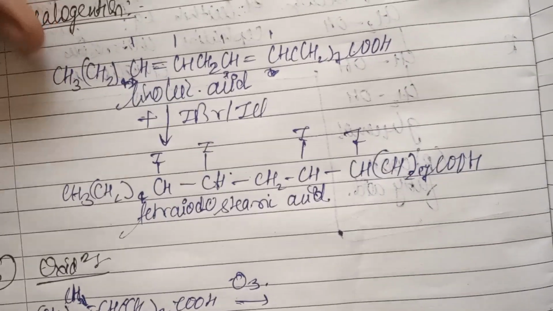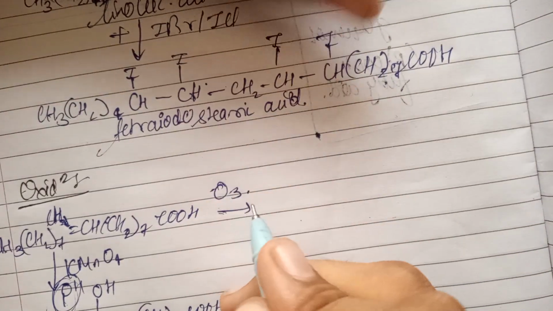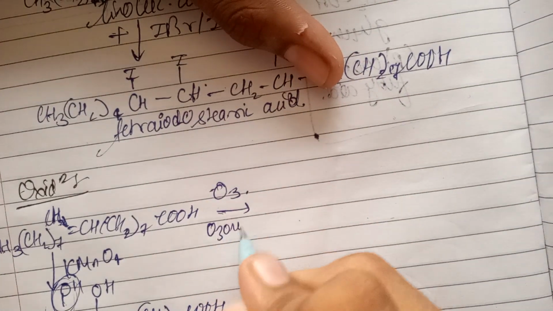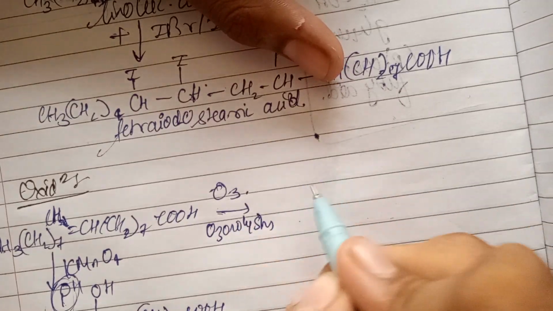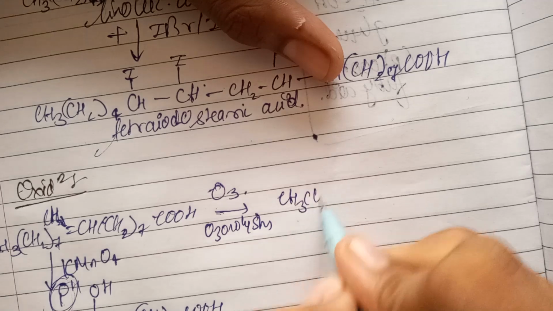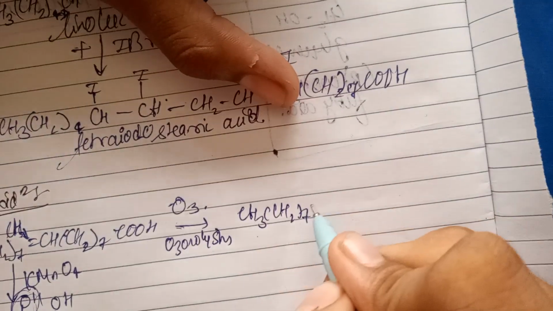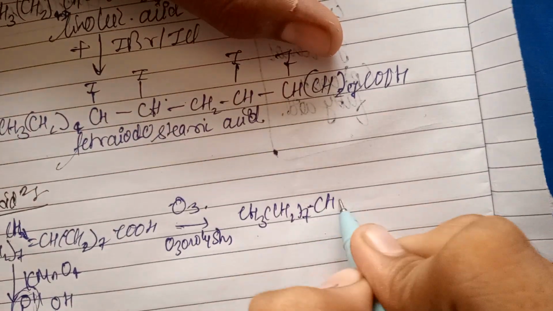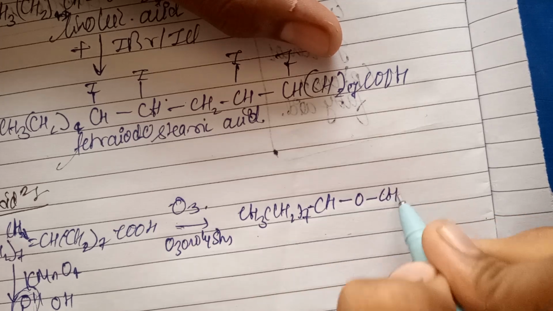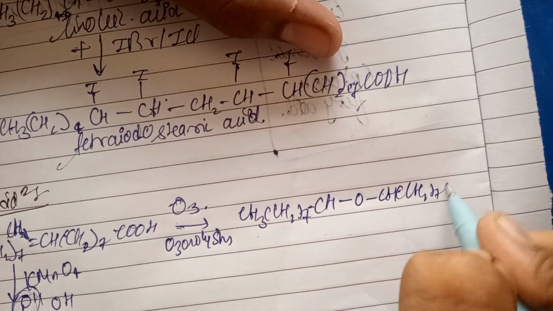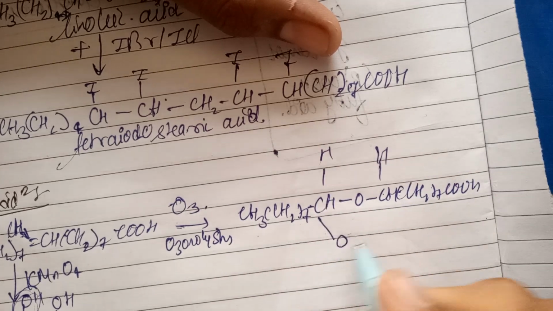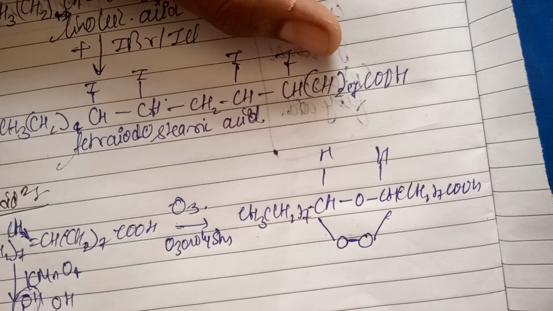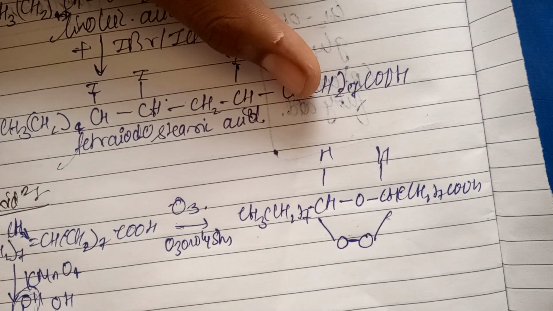And now when ozone is used, we get ozonolysis. The reaction is done here, ozonolysis. Lysis means breaking down in the presence of ozone. So what we'll get here is CH3 (CH2)7 CH and (CH2)7 CH attached here on O, and OCH. We get (CH2)7 COOH. So H is attached here, and a type of structure like this will be formed.